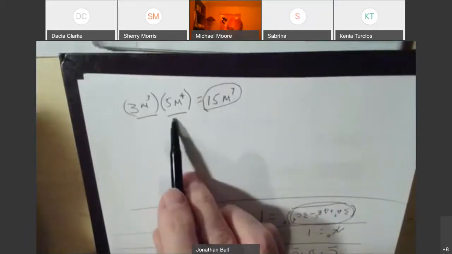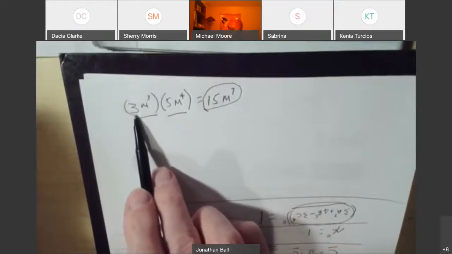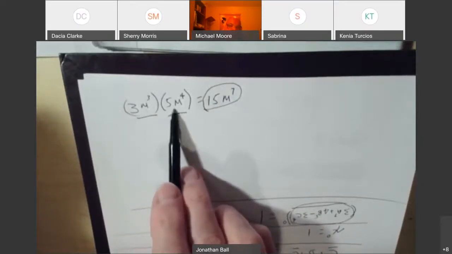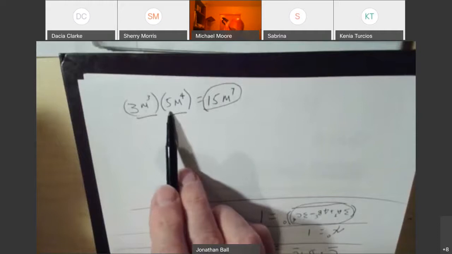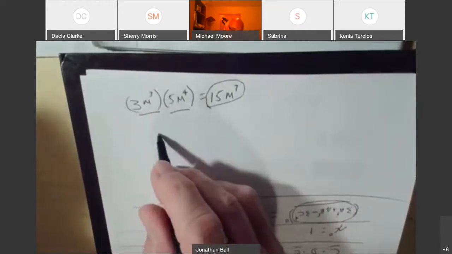Okay? You look at these, you think, oh my goodness, I can't do this. This is too hard. It's real simple. Just don't forget to multiply the coefficients here, the numbers in front. 3 times 5 is 15, and so forth.